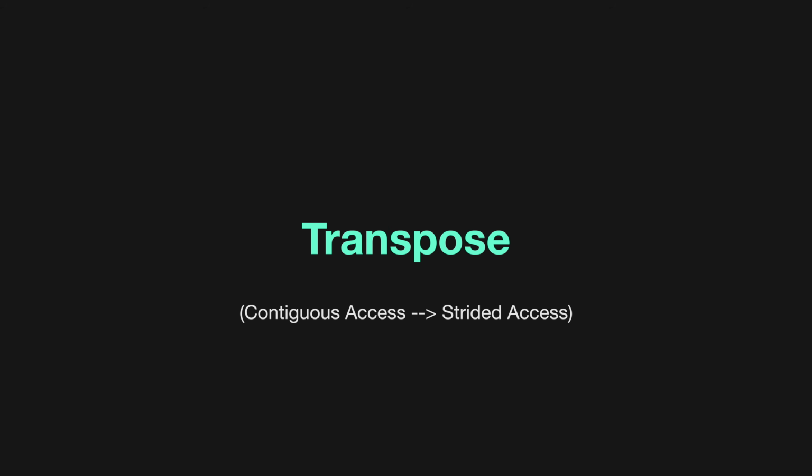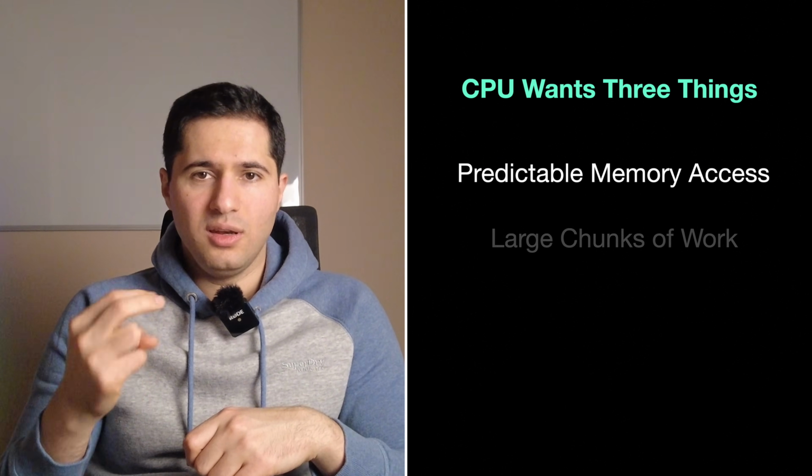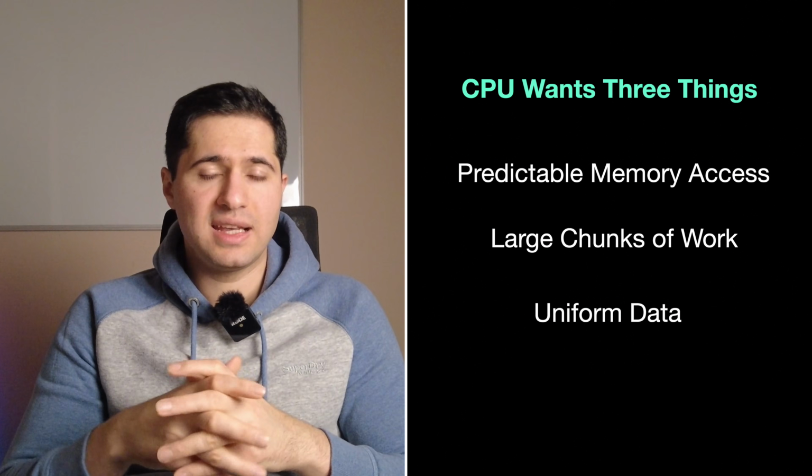This also explains why some changes in code can have outsized performance effects. A transpose may turn contiguous access into strided access. A reshape may preserve layout or even break it. A copy may slow things down or make everything fast. From the outside, these effects look unpredictable. From the CPU's perspective, however, they are completely logical. The CPU wants three things: predictable memory access, large chunks of work, and uniform data. NumPy is designed to provide exactly that.